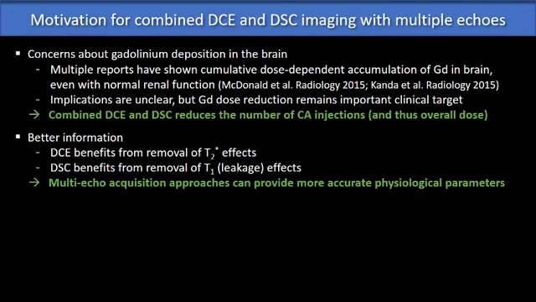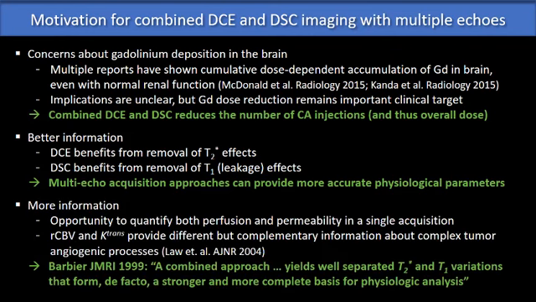So the next two that I'm really going to focus on are the ability to get better information, and what I mean by that is that both DSC and DCE can benefit from a multi-echo approach, and I'll show some specific examples of that. And then also the ability to get more information. So from a single scan, we can get perfusion and permeability. Those both can report on angiogenic processes in tumors, but they are not the same. They have complementary information. And we think that this really just gives us a stronger and more complete basis for our physiologic analysis.